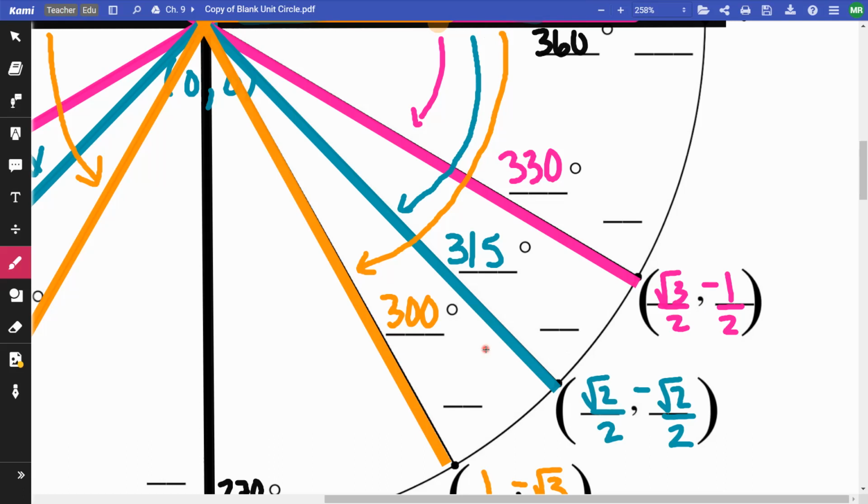And that's our unit circle. We are going to have to start memorizing this, knowing these values, knowing the angles, knowing the coordinates. Okay. How are we doing so far?